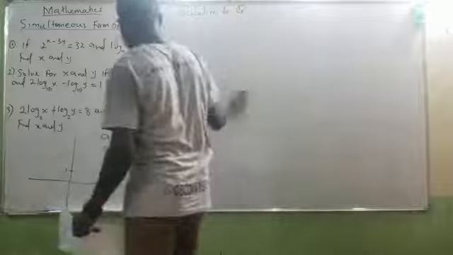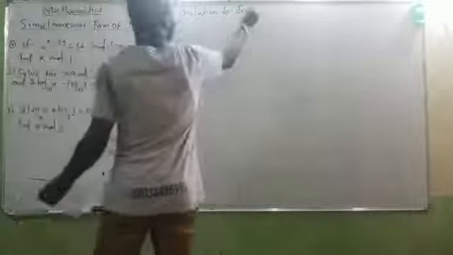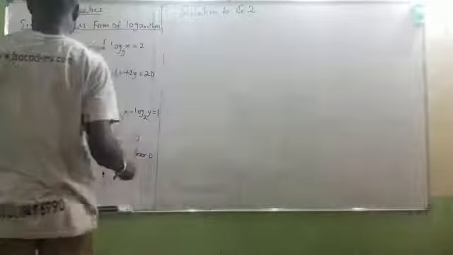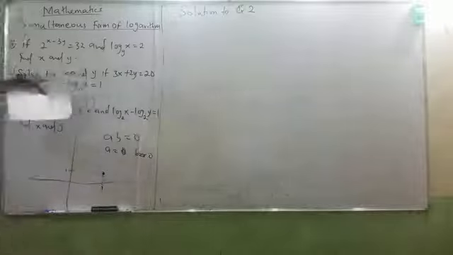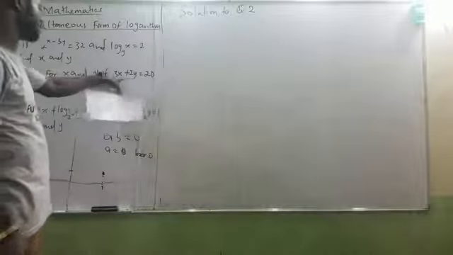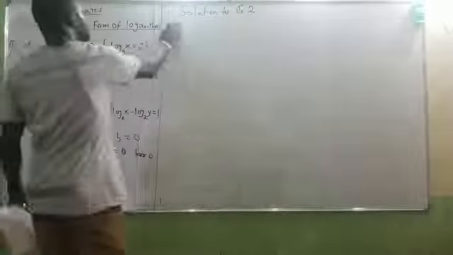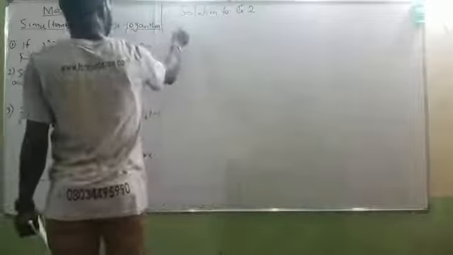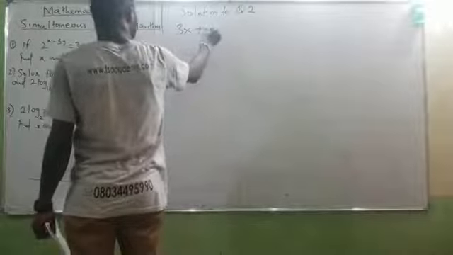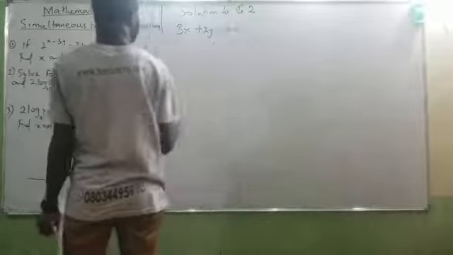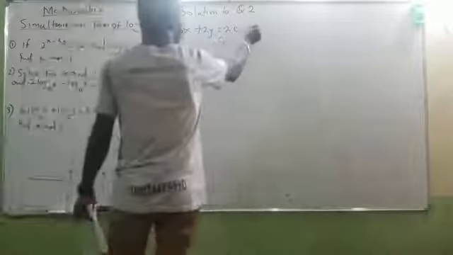Now, question 2. Okay, look at question number 2. I have: solve for x and y, if this equals this and this equals this. What you just need to do is that 3x plus 2y equals 20. Call it equation 1.